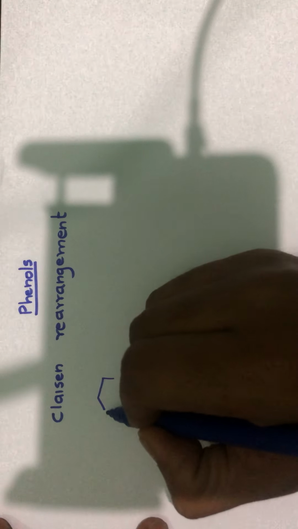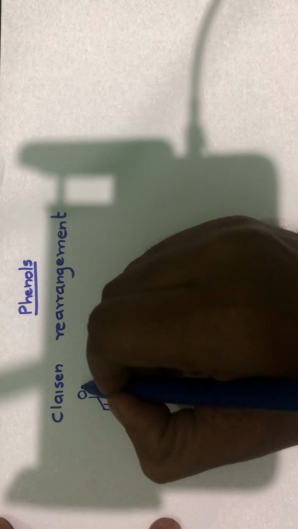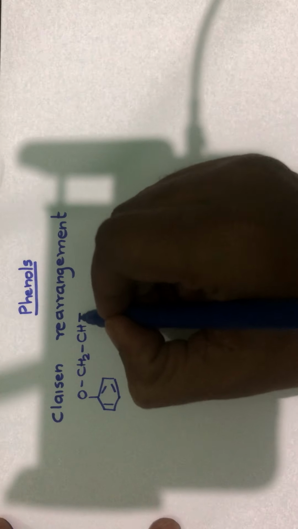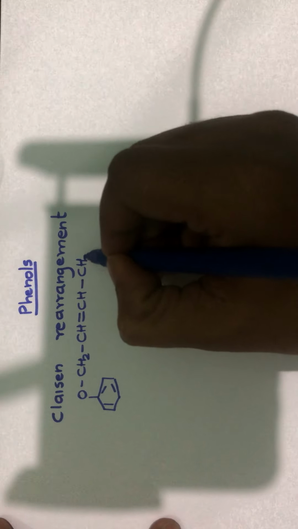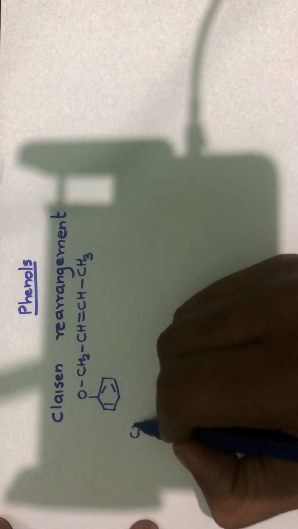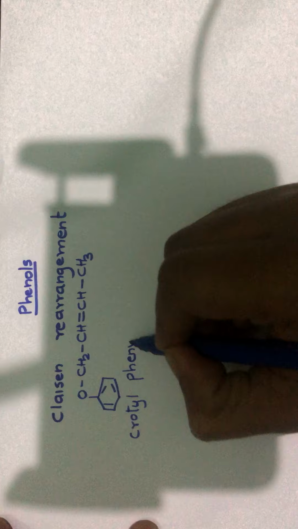For example, crotyl phenyl ether on heating gives ortho-methyl allyl phenol as follows. Let's take a reaction. I have an ether: benzene, O, CH2, CH double bond CH, CH3. This is an allyl ether. The name of this is crotyl phenyl ether.